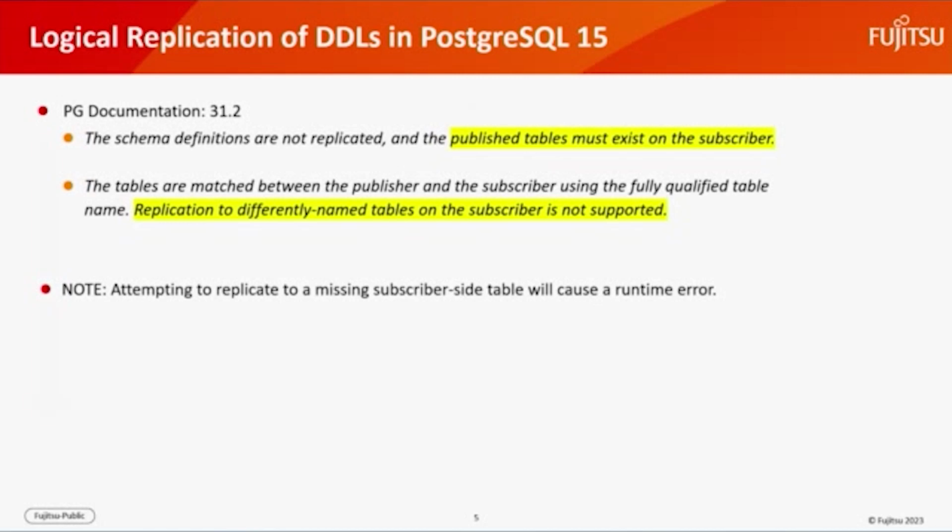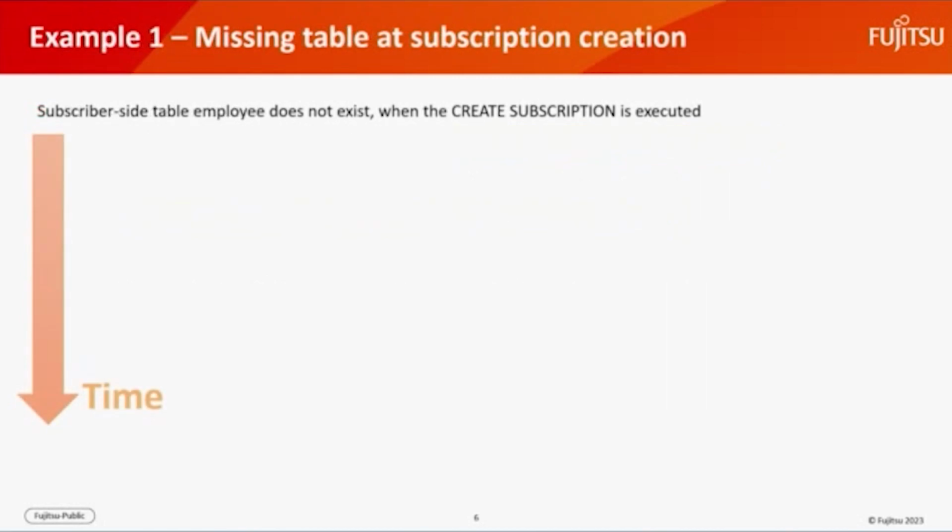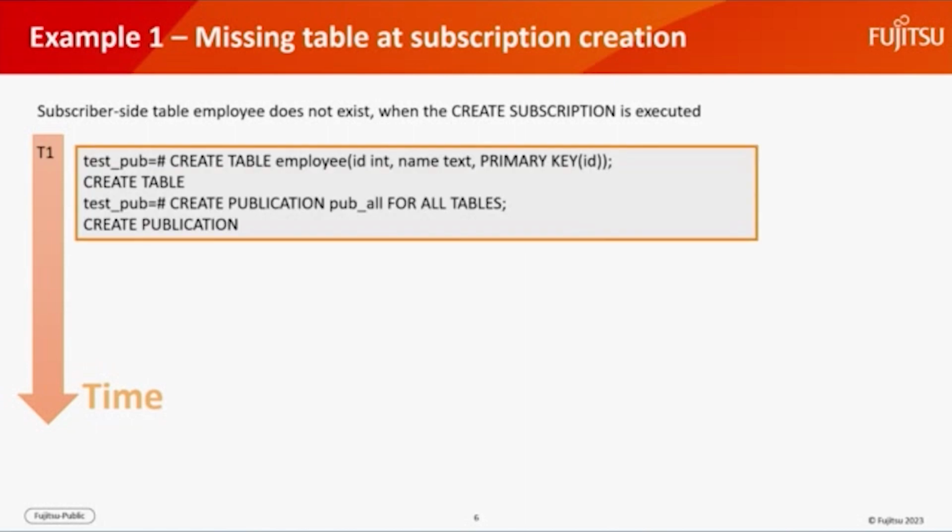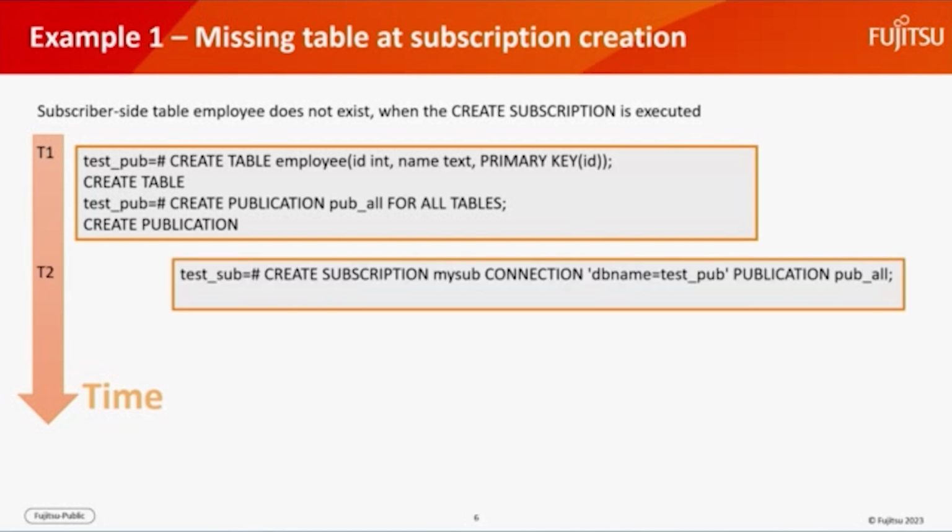So here we've got the publisher on the left-hand side and the subscriber on the right-hand side, and we create an employee table and a new publication for all tables. Then we try to create the subscription for that publication, which fails because the employee table does not exist yet at the subscriber side. When this fails, no subscription is created. You've got an error, and you've got to fix it.